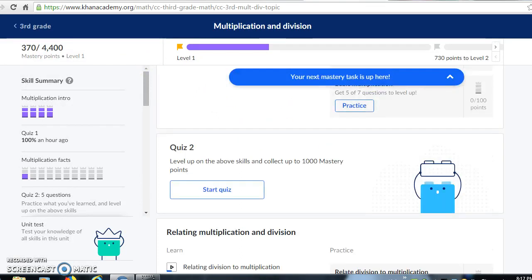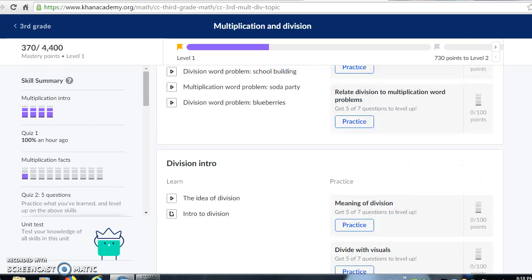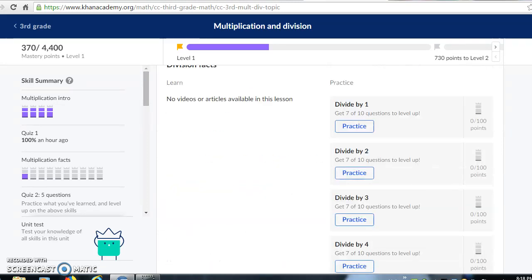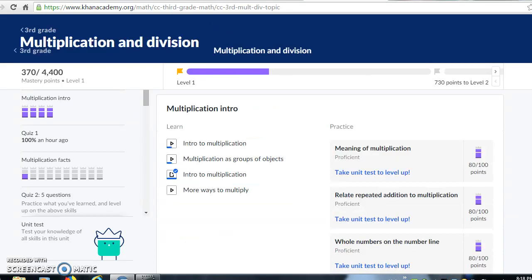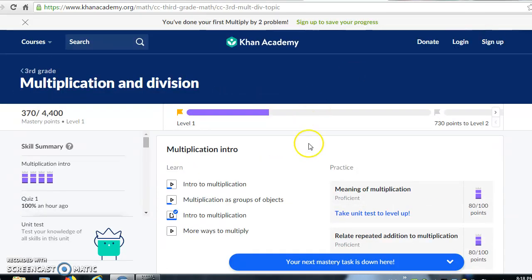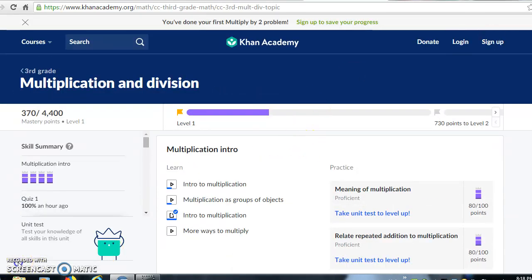Okay, and if I continue, so there's another quiz, continue down, I have other lessons. So it was multiplication and division. So that's why we see here our division introduction. And then again, we have a video, and then we have our actual lesson. Okay, so this is just an overview of what it would look like coming into Khan Academy and working on these lessons.